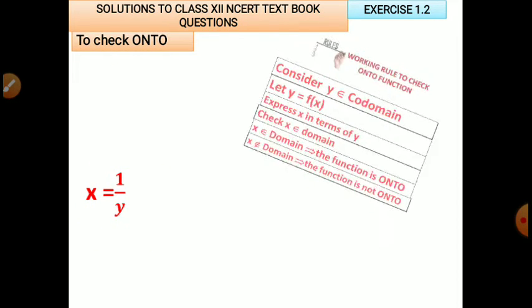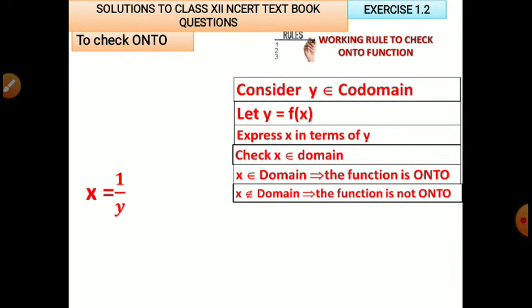To check the onto function, consider the working rule: we need to take one element present in the codomain and equate it, that is, there exists x such that f of x equals y, and that x should belong to the domain. So let y belong to the non-zero real numbers, R star. y equals f of x, and as f of x equals 1 by x, we get x equals 1 by y.